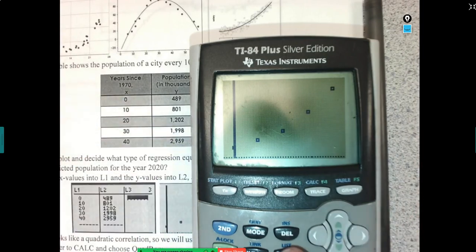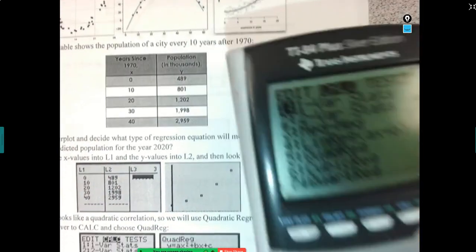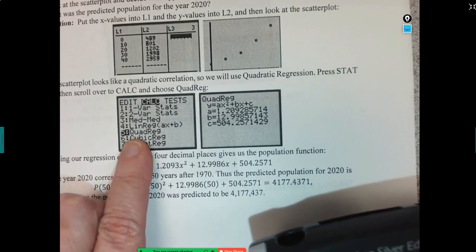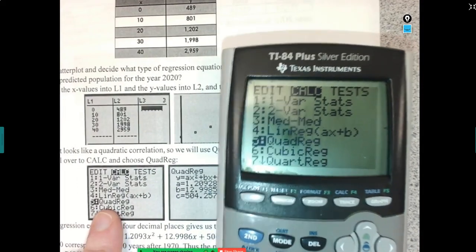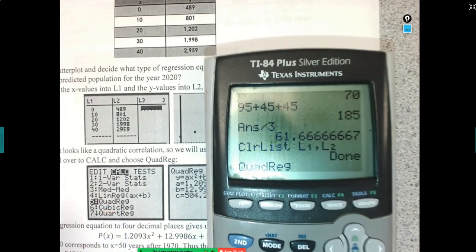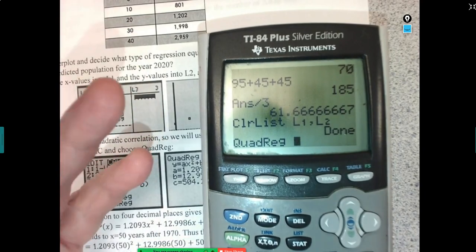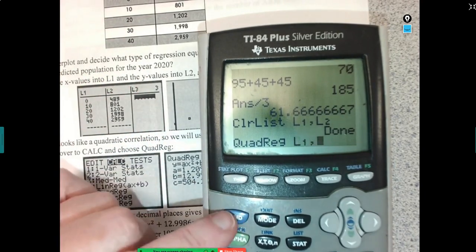So now I'm going to press the stat key. I'm going to scroll over to calc and I'm going to find quadratic regression, and we should be able to see it. We'll scroll down here to number 5 and I'm going to press enter, and I need to tell it to use list 1 for the X values and list 2 for the Y values, although list 1 and list 2 are default. So I'm going to press second 1 comma second 2.